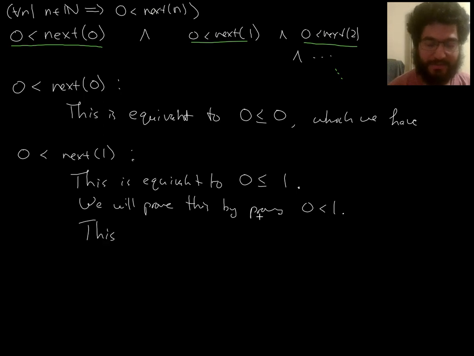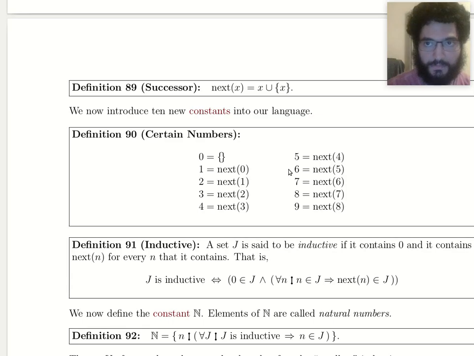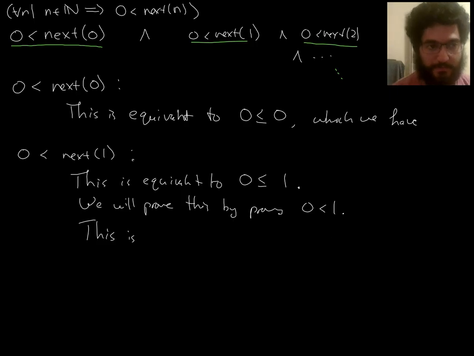But this, 0 is less than 1, well, remember, 1 is the same as next 0, right? That's the definition of 1. So let me just point that out. We will do this by proving 0 is less than 1, which is next 0. Now this is equivalent. Here it is again, less than next. So less than next becomes less than or equal to.